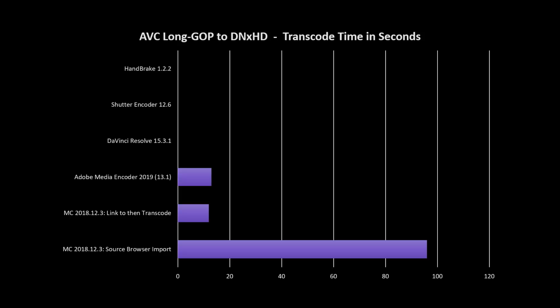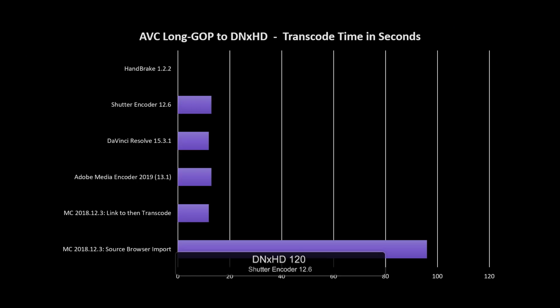But why stop there? DaVinci Resolve has become very popular and is not known for holding back on performance. So how does Resolve stack up? 12 seconds, right on par with Avid. Shutter Encoder 12.6 is not able to match the exact DNxHD bitrate of the others, but bringing it as close as I could, it clocked in at 13 seconds. HandBrake, as of this recording, does not support transcoding to DNxHD, so I was not able to compare it.